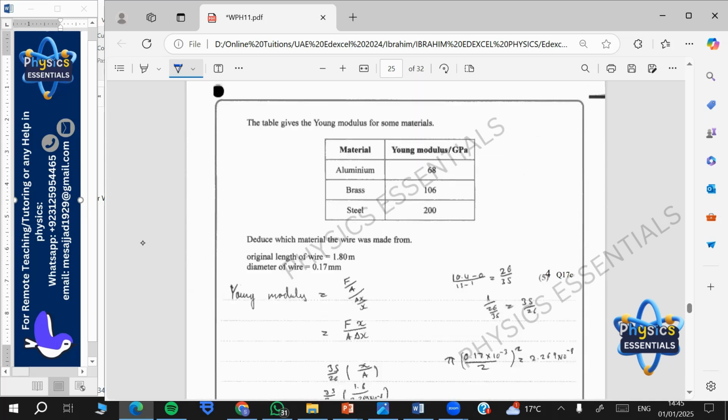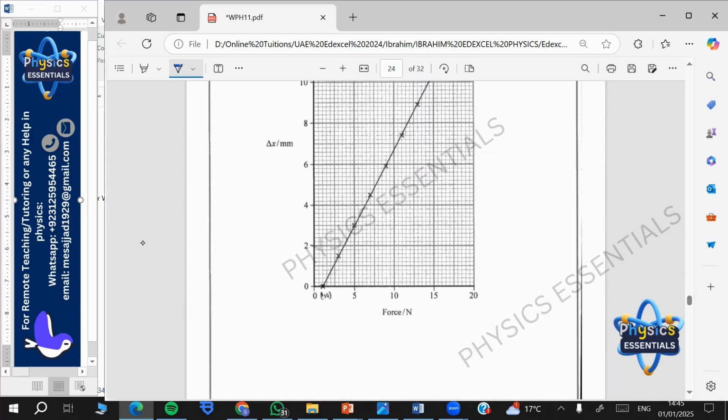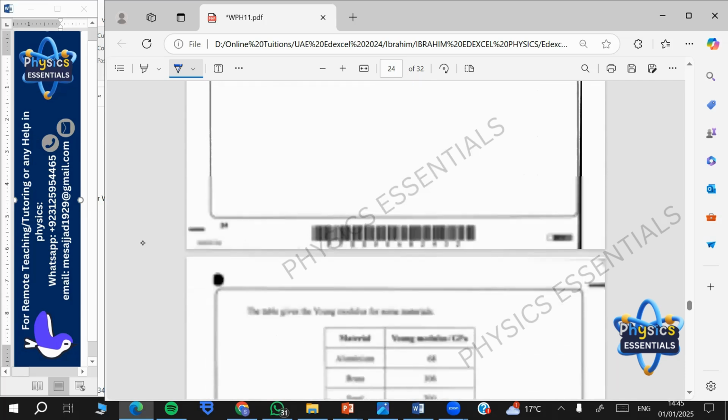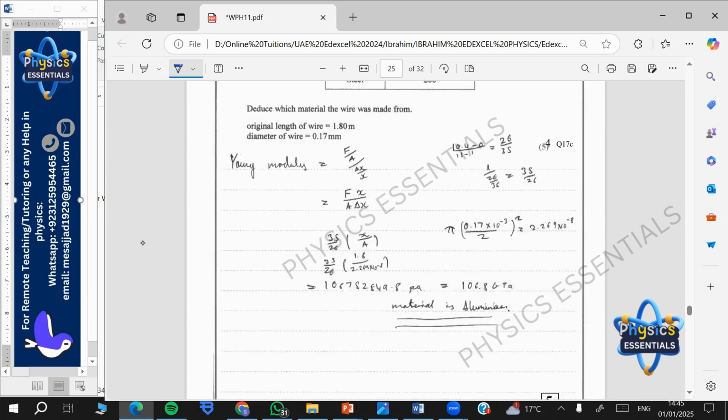Right. So using the Young modulus, because on the y-axis you have extension and on the x-axis you have force, right? And you have the original length here and diameter here. So you can use the diameter to find out the area, and you can put the original length here and the extension from the graph and the force from the graph too, and just find out the answer for the Young modulus. And he got 106.8 gigapascal.